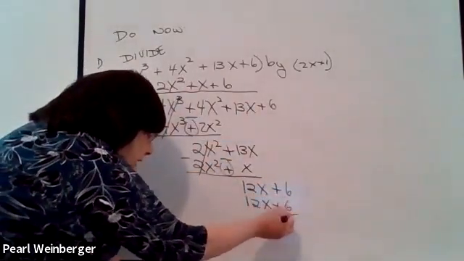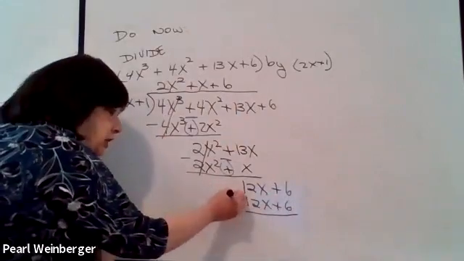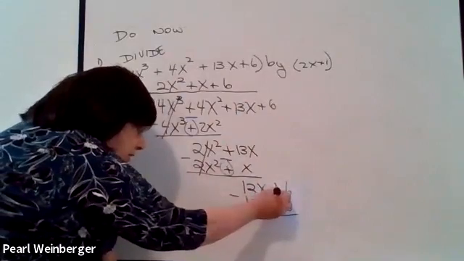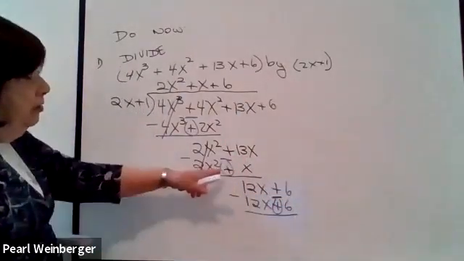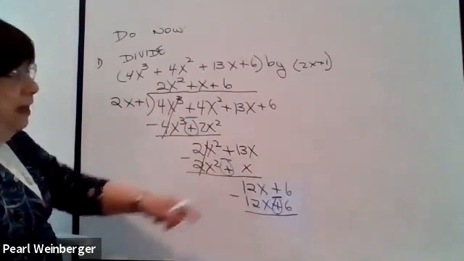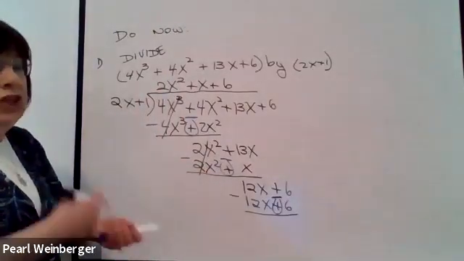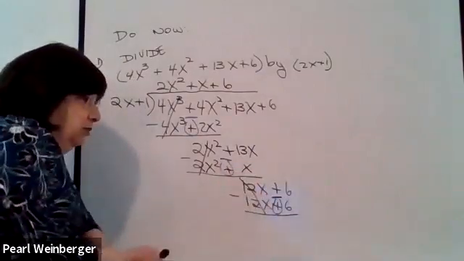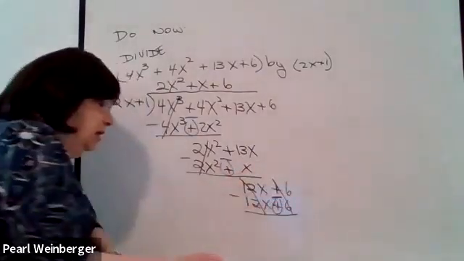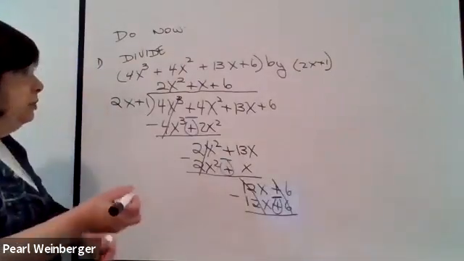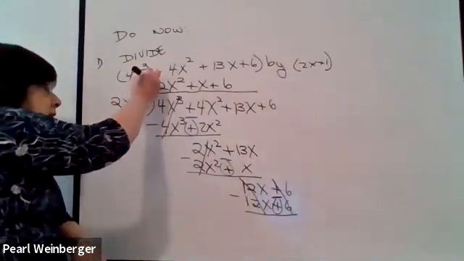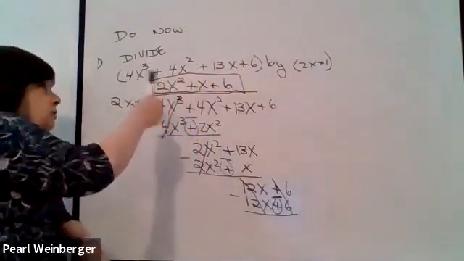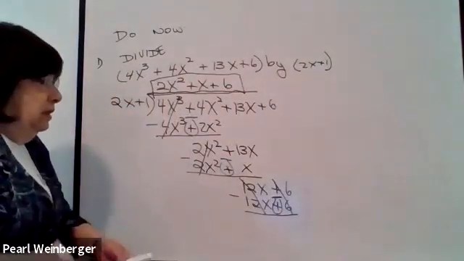And again, we subtract by changing the sign. This becomes a negative. This also becomes a negative. It just happened that all these signs turned out to be positive, but whatever the sign is, you change it to the opposite. 12x and negative 12x cancel out. 6 and negative 6 cancel out. There's no remainder. So my answer is 2x squared plus x plus 6.